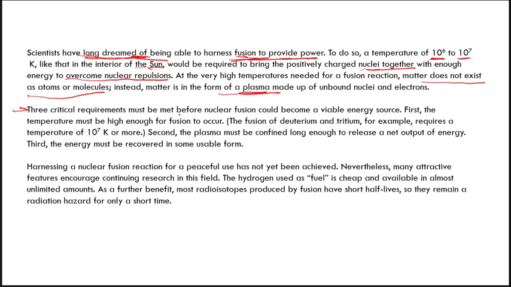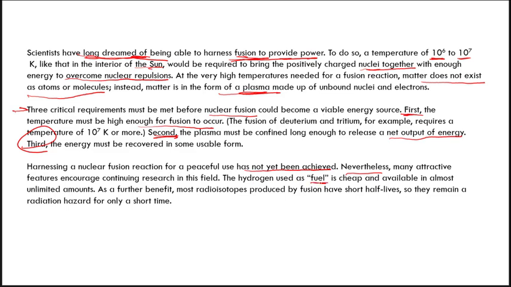Three critical requirements must be met before nuclear fusion could become a viable energy source. First, the temperature must be high enough for fusion to occur. Second, the plasma must be confined long enough to release a net output of energy. And third, the energy must be recovered in some usable form. Now, harnessing a nuclear fusion reaction for a peaceful use has not yet been achieved. Nevertheless, many attractive features encourage continuing research in this field.